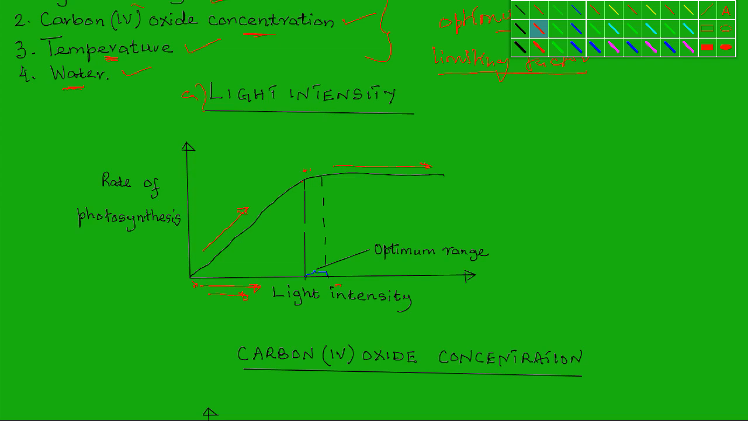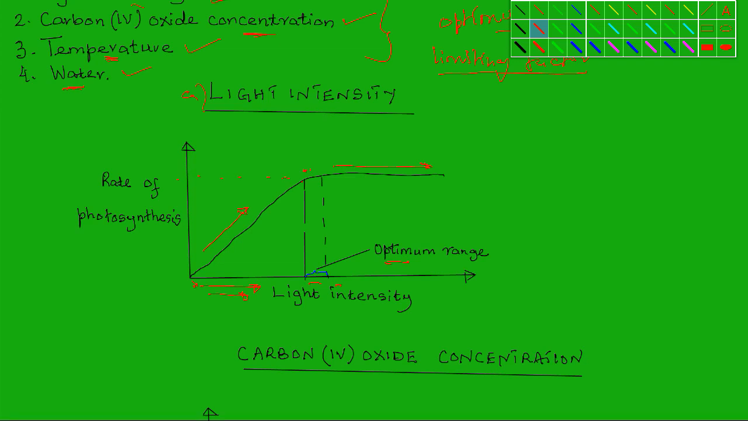So if you look at the graph, that point that produces the highest rate of photosynthesis corresponds to the optimum range of light intensity. A further increase beyond the optimum range will not yield any increase in the rate of photosynthesis. Why? Because the other factors such as carbon dioxide and temperature, which are required for photosynthesis to proceed, are not increasing, and thus they become limiting.